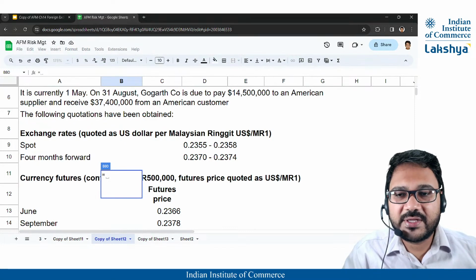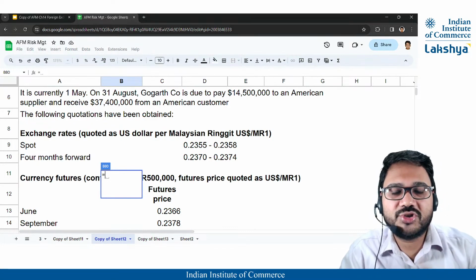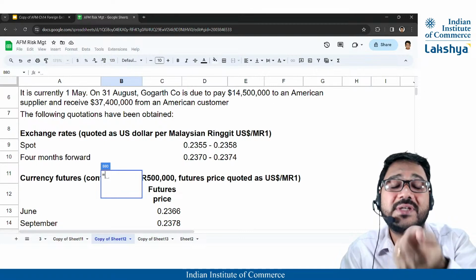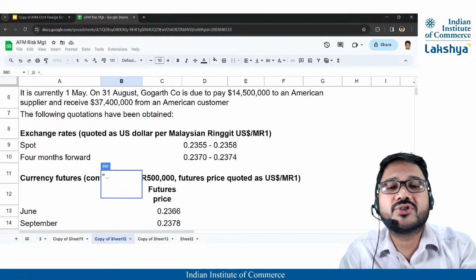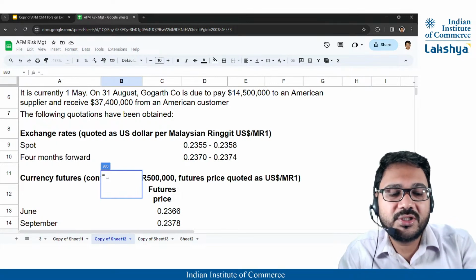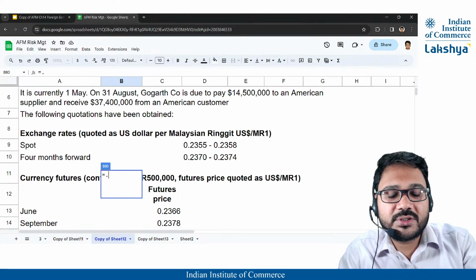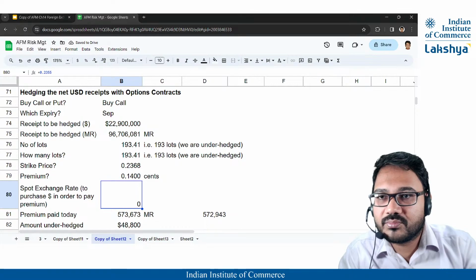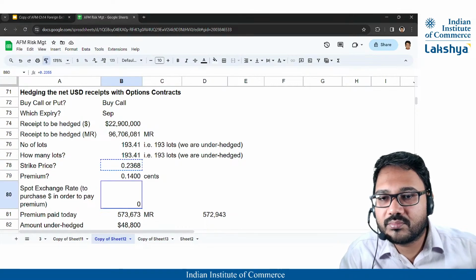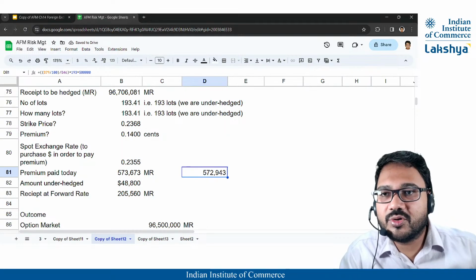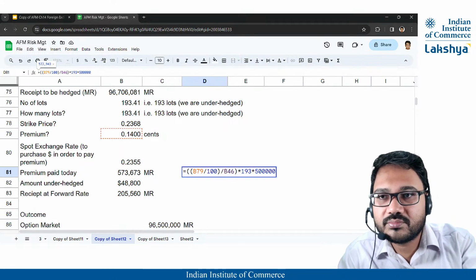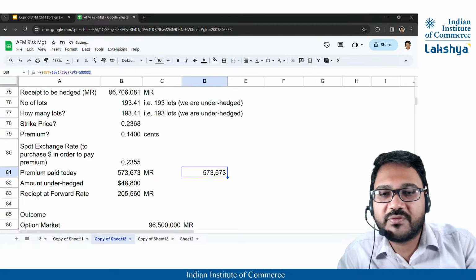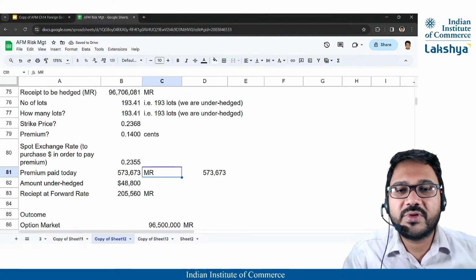0.2355 or 0.2358. Now here you want to purchase dollars. That means you are going to go with your MR to the bank and purchase dollars. So the bank is going to take MR and give you dollars. So obviously it's going to give you fewer dollars. So it's going to give you $0.2355. Yeah, 0.2355. So you are going to say 573,673 MR. This is how we got our MRs.